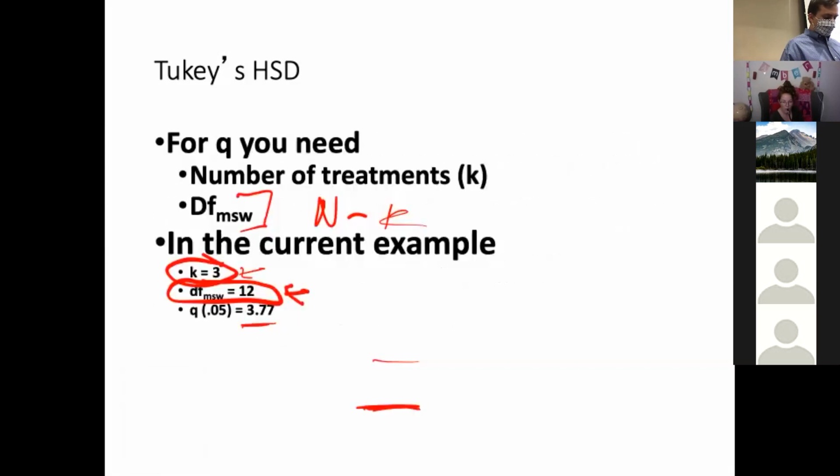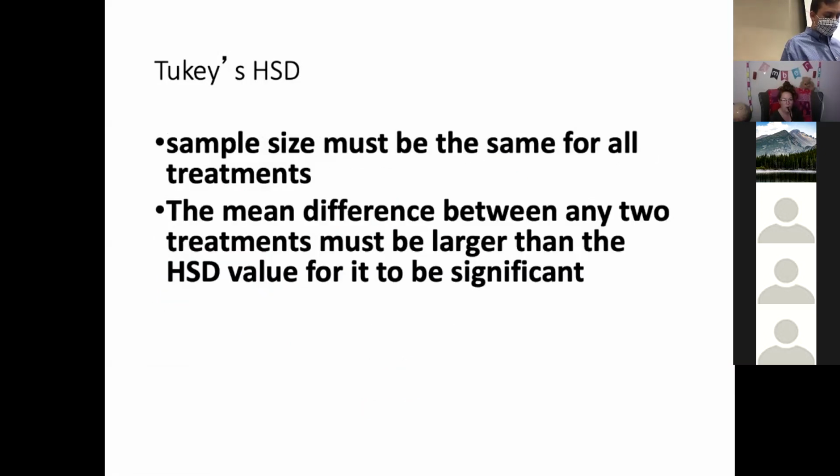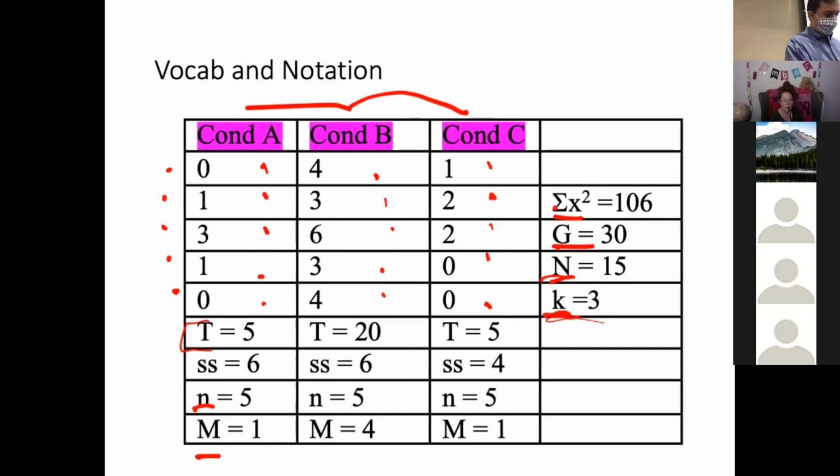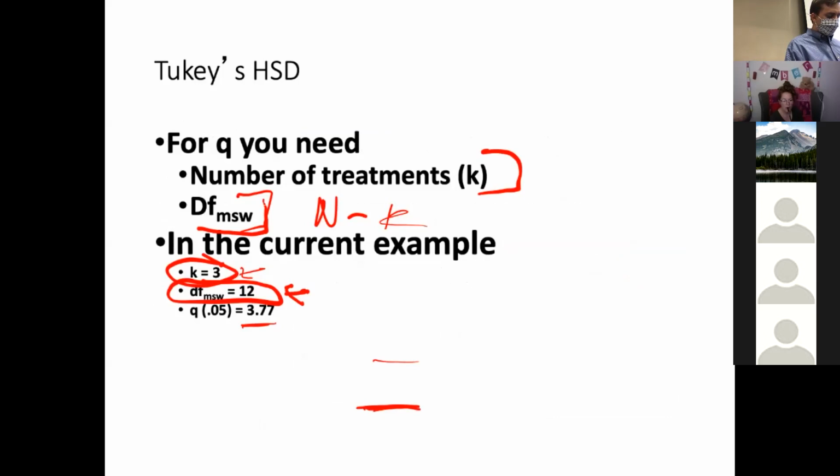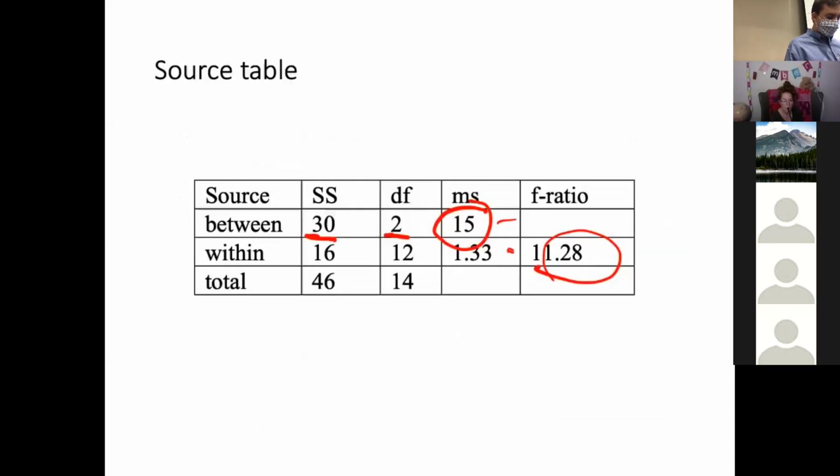So for that Q, you'll see in the back of the book, you need two different numbers. You need the number of treatments, aka K. So in this case, the number of treatments would be, how many, Sonny? 3. Exactly. So it would be 3. And then you need the degrees of freedom for within, which again is big N minus K. So big N is 15, right? You have 15 data points. So that gives you 12. So in this case, K equals 3. Degrees of freedom within equals 12. Is this degrees of freedom MSW or just within? Same thing, just within. That makes sense?